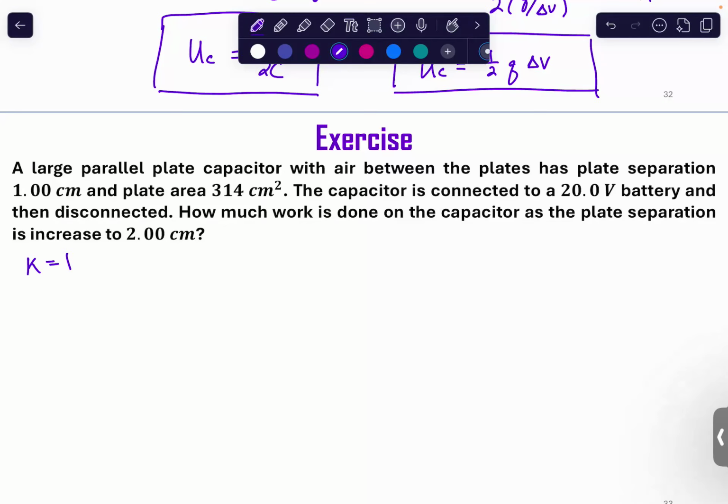Okay, they're separated by 1 centimeter. Plate area is 314 square centimeters. The capacitor is connected to a 20 volt battery and then disconnected after charge. How much work is done on the capacitor as the plate separation is increased to 2 centimeters?